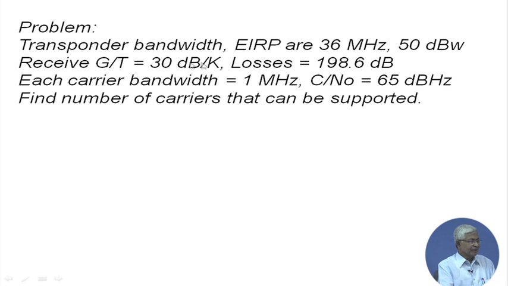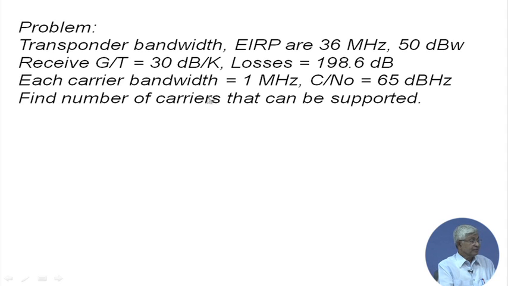Obviously, you can have individual EIRP much less, but we have increased the bandwidth to 1 megahertz instead of 10 kilohertz, and total C by N is 65 dB hertz. No, it's not total, that is the individual requirement, because it is 1 megahertz, and C contains the bit rate. So, 65 dB hertz is for each carrier; total C by N is not required.